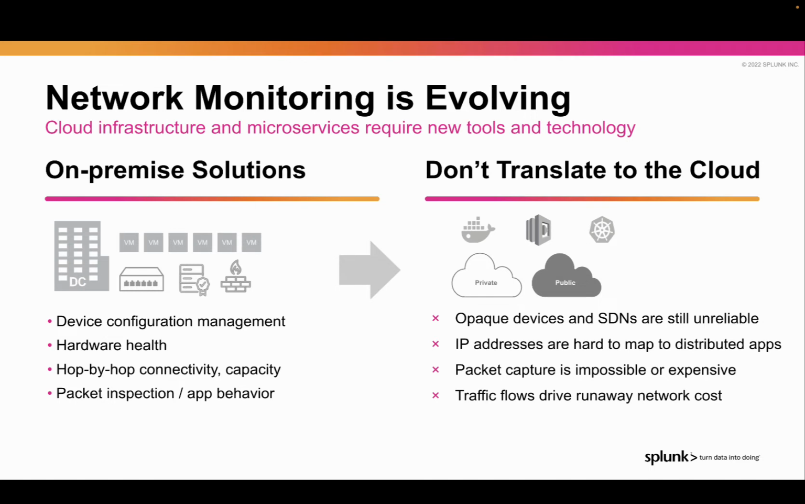Cloud providers operate opaque software-defined networks, but they can still break and wreak havoc on an application. IP addresses and other packet-based data is often ephemeral, and it's hard to map to the actual containers you operate. And packet captures may be difficult to execute, and traffic flows may be metered and drive up cost within your cloud provider. The reality is there's a different class of use cases that emerge as we think about network telemetry in a Kubernetes environment.